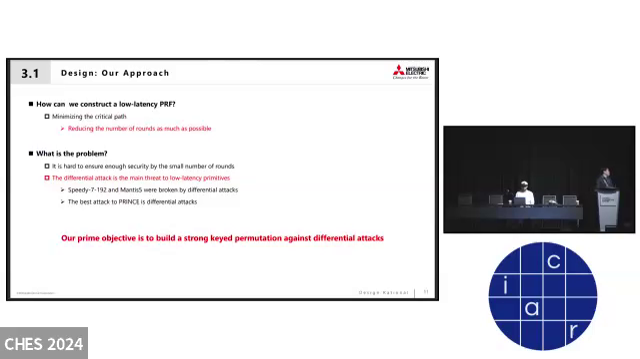So firstly, we have to consider how we can construct the low latency PRF. Of course, to this end, we need to minimize the critical path of the circuit. And the natural way to do this is to reduce the number of rounds as much as possible. However, it brings a problem on security. It is hard to ensure enough security by a small number of rounds. Particularly for low latency primitives, the differential attack is the main threat. In fact, Speedy 7192 and Mantis 5 are broken by differential attacks. And the best attack on Prince is also a differential attack. Therefore, our main objective is to build a strong keyed computation against differential attacks.